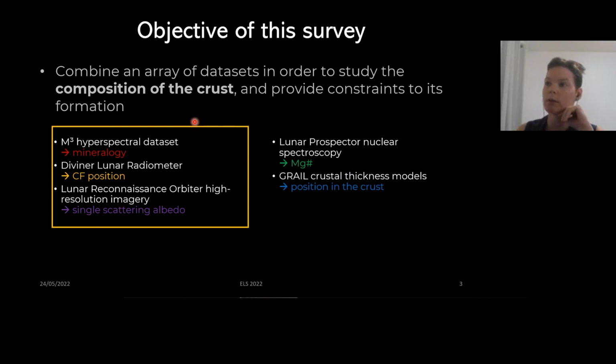So we're going to use as many remote sensing datasets as we can. Today I will mostly talk about the M-cubed dataset, the Diviner dataset, and some LRO NEAC single scattering albedo maps. In future, we plan to also incorporate the magnesium number maps and GRAIL crustal thickness models.